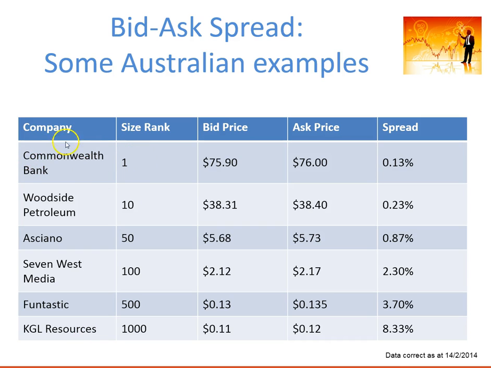And associated with that, we can see, as we go from the big stocks to the small stocks, there is a significant increase in the bid-ask spread. Okay, the bid-ask spread is not the same for all these stocks. In fact, it's quite small for large companies like Commonwealth Bank, only 0.13%. Yet the bid-ask spread for the 1000th biggest stock in the Australian market, which is KGL Resources, is a huge 8.33%. That means you are giving up 8.33% of your total amount available for investment just to cross that spread and buy the stock. It's quite a large transaction cost to pay.